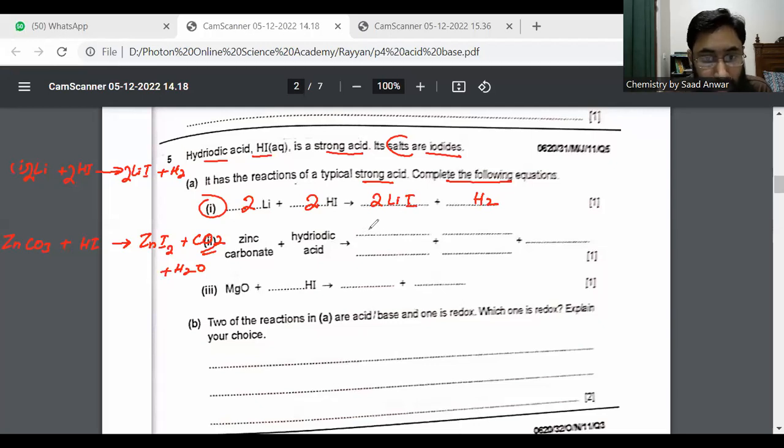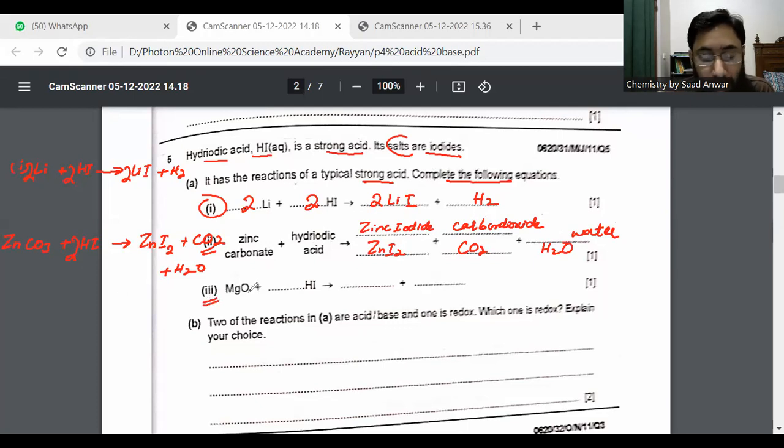So let me write: zinc iodide, then carbon dioxide, and then what is this? This is water. So zinc iodide is ZnI2, and carbon dioxide and water. To make this equation balance, we have to put a 2 here. Okay, guys, everything is balanced now.